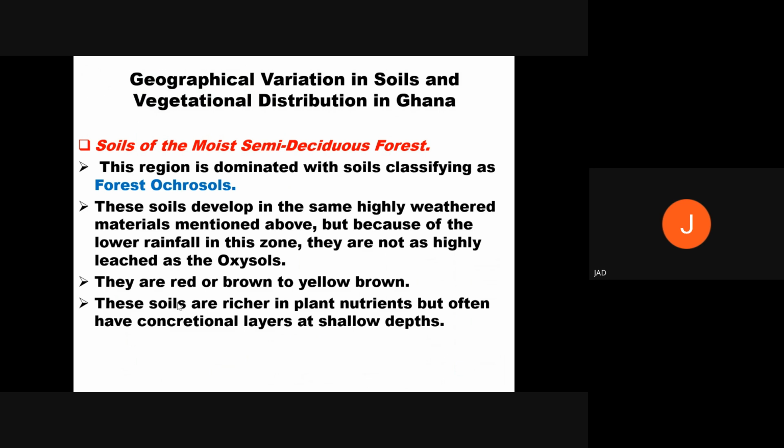Please read what is concretion. Take note and read concretion. What is soil concretion? What is soil pan? Read all those terms and concepts. So the dominant clay, as mentioned, is kaolinite.